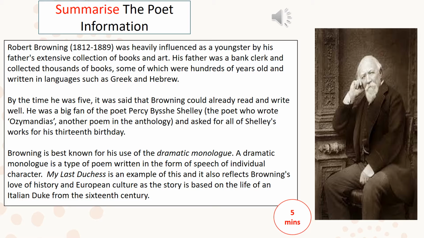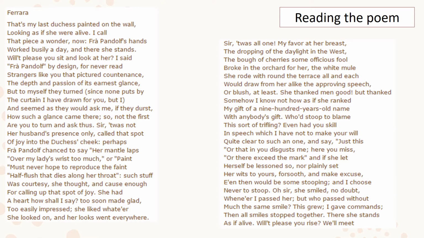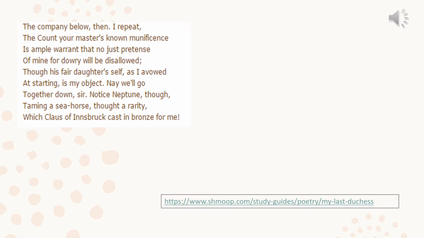On this slide, you have information about the poet Robert Browning. You need to read through the information and summarise in no more than 4 bullet points. This should take you 5 minutes. To help you understand the poem a little bit more, you can copy and paste the link for Shmoop and it will come up with a study guide to help you with My Last Duchess, the poem.